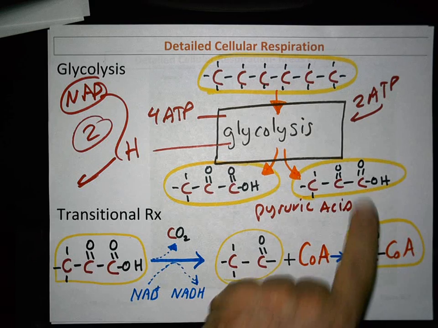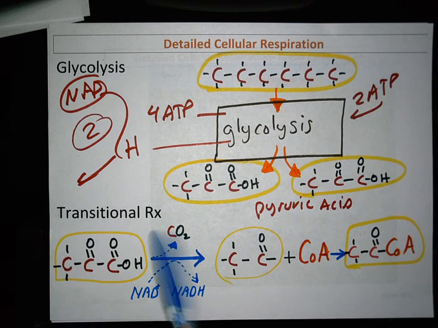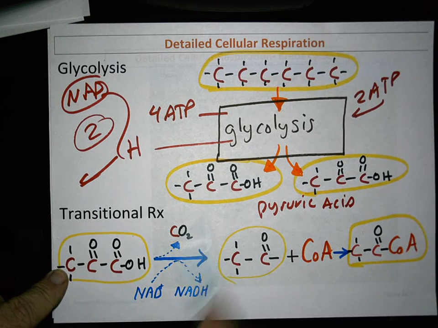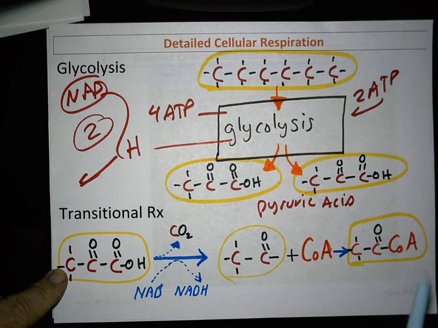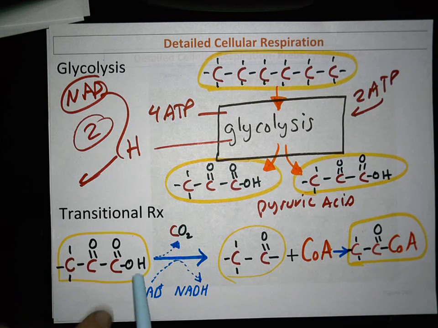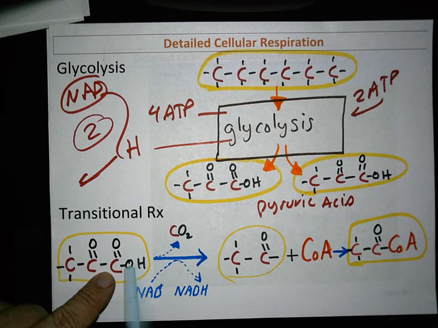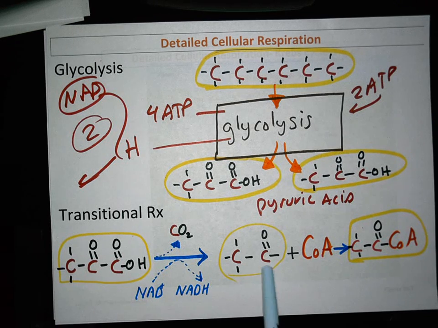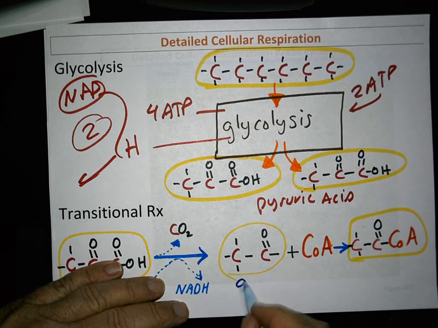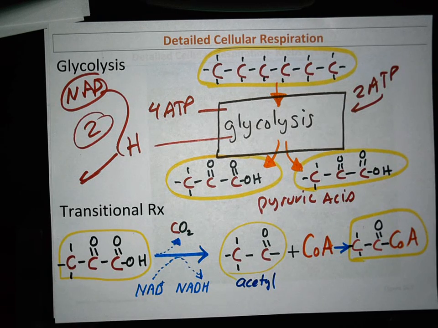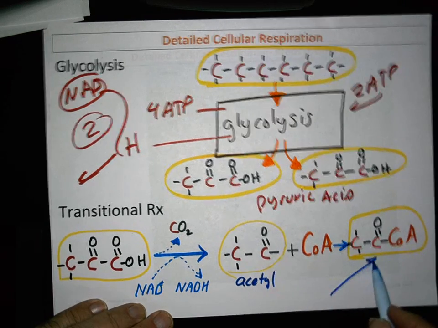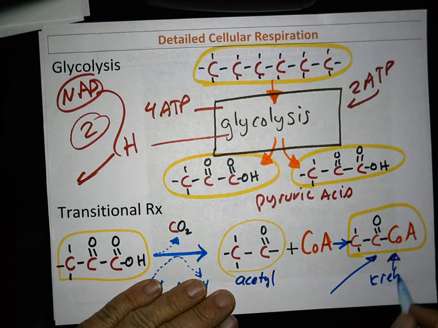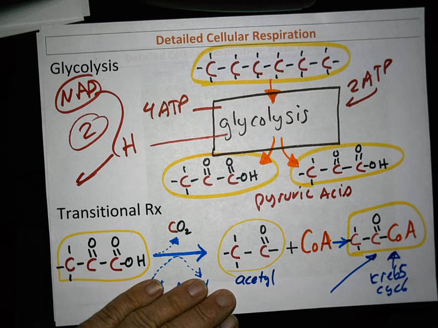Now, pyruvic acid cannot enter into the Krebs cycle. It has to be changed in what's called the transitional reaction, where here's your pyruvic acid. You've got 3 carbons here. You've got 2 pyruvic acids, because this is 6 carbon, each of these 3 carbons. You release this carbon and this oxygen, and make CO2. You also receive this hydrogen through NAD again, and it leaves you with what's called an acetyl group. The acetyl group joins with coenzyme A to form acetyl coenzyme A. This is the substance which actually enters into the Krebs cycle.